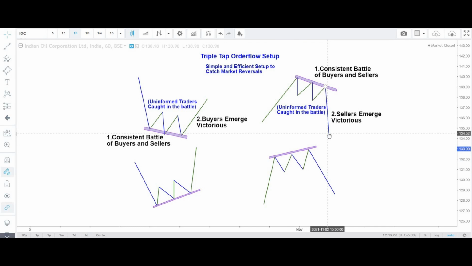So typically again, what's happening here is you are seeing a consistent battle between buyers and sellers. All the uninformed traders who have taken positions within this consolidation are either trapped or caught in the battle. And when the prices go down, when the sellers emerge victorious, all these uninformed traders will be taken out of their positions. They will be thrown out of the market. So this is a simple diagrammatic example of the triple tap order flow setup. Now we have understood the theoretical example. Let us look at some actual examples directly on the price chart.